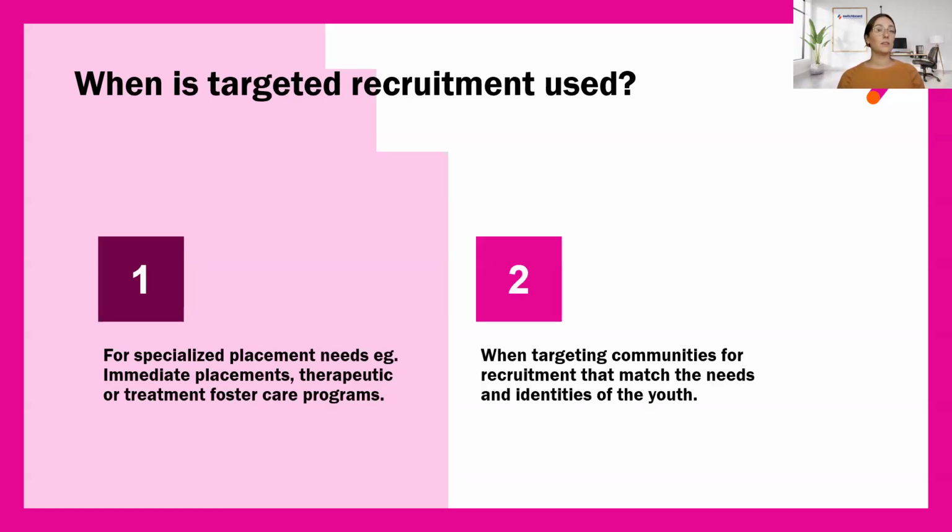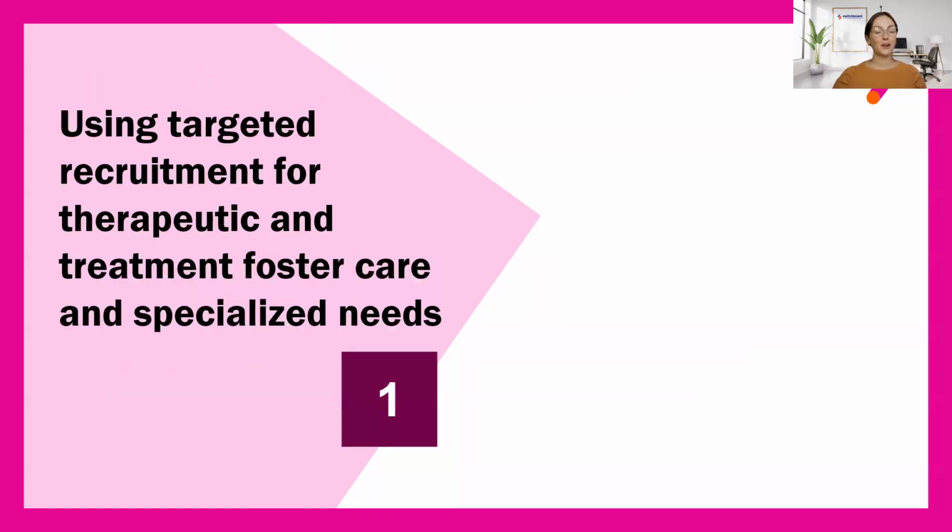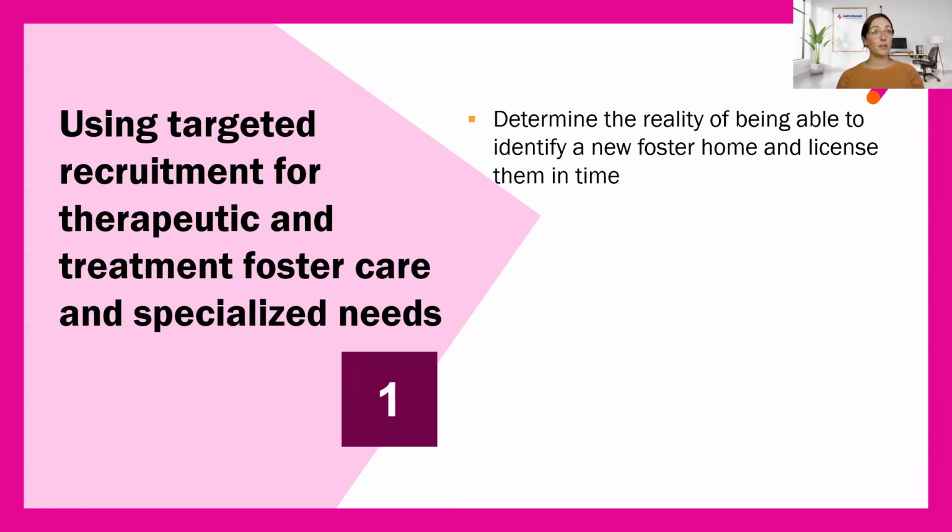The other is when you are targeting those communities, which you all provided responses in the Slido, which is awesome. When you target communities for recruitment that match the needs and identities of youth. So let's talk about those in specifics. The first being using targeted recruitment for therapeutic and treatment foster care or any of those specialized needs. It's important to note that recruiting for these homes is absolutely vital, and I absolutely think that this should be a priority that you're using in your recruitment planning.